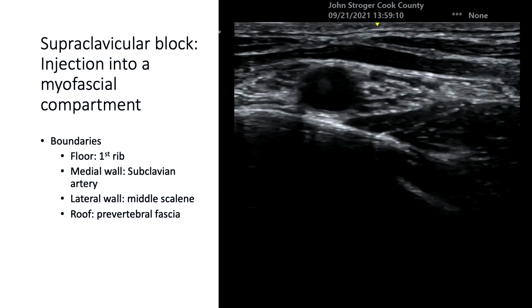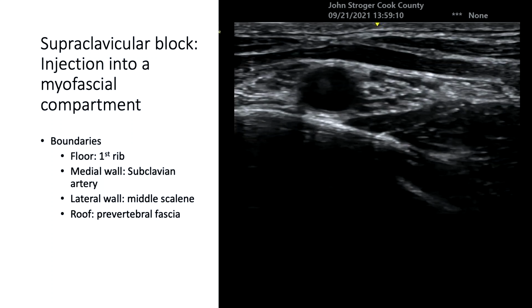And usually you see the omohyoid, as you see in this image here. You see the omohyoid is sliding on the fascia. So the omohyoid presence allows you to see the ceiling, or the roof of the compartment, much better. But to tell you the truth, the roof of the compartment is the least important.